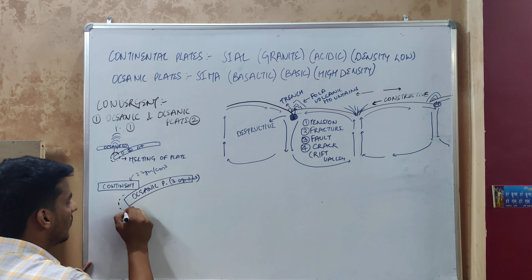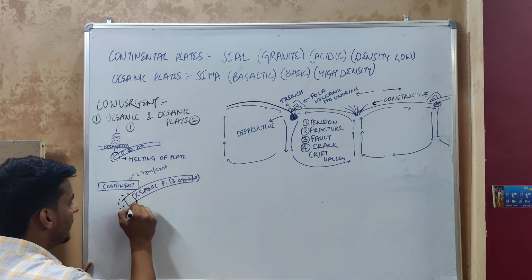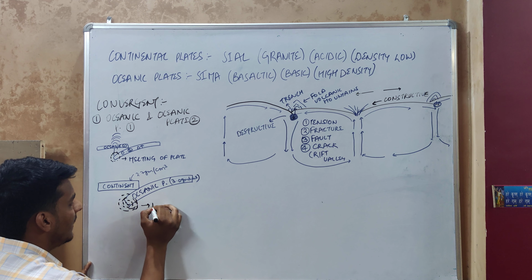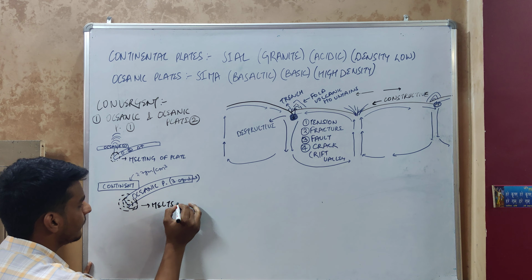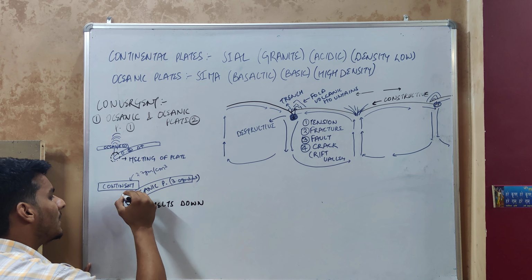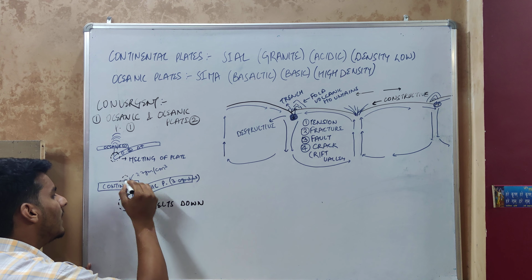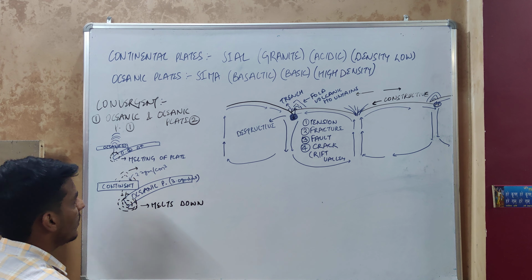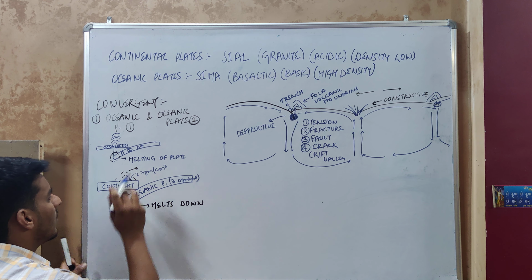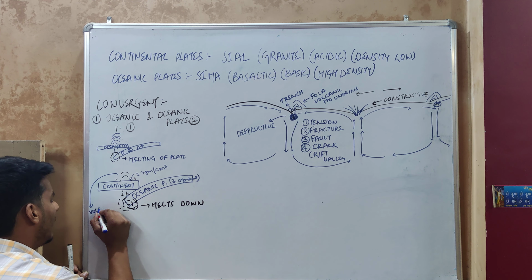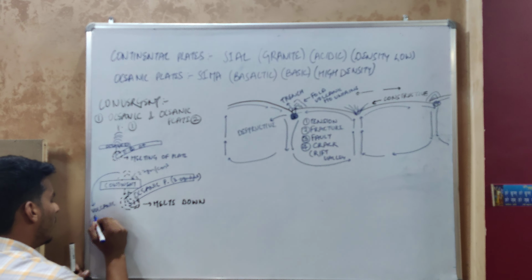So when it goes down, this part which meets the molten magma of the asthenosphere melts down, and when it melts, it makes more plumes, and there is a formation of volcanic mountains. This is your volcanic fold mountains.